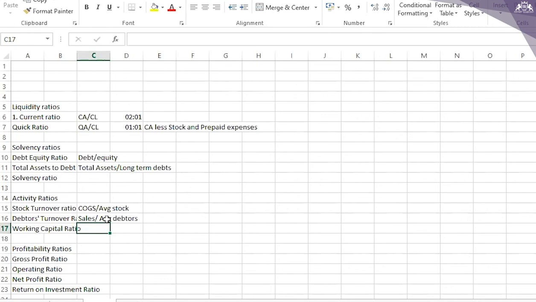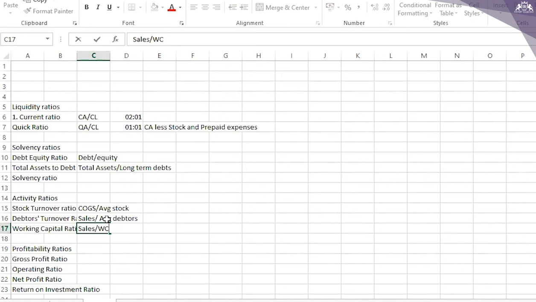Working capital ratio is net sales over net working capital. Sales over working capital. That means the ratio shows the number of times the working capital is employed in the process of carrying on the business. Higher the ratio, that means your working capital is being utilized in a better manner.